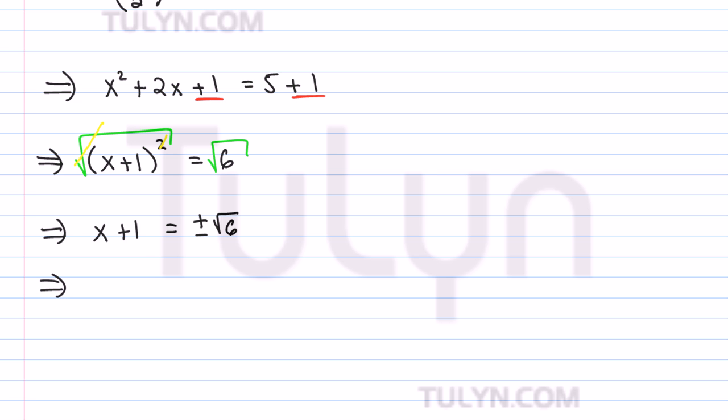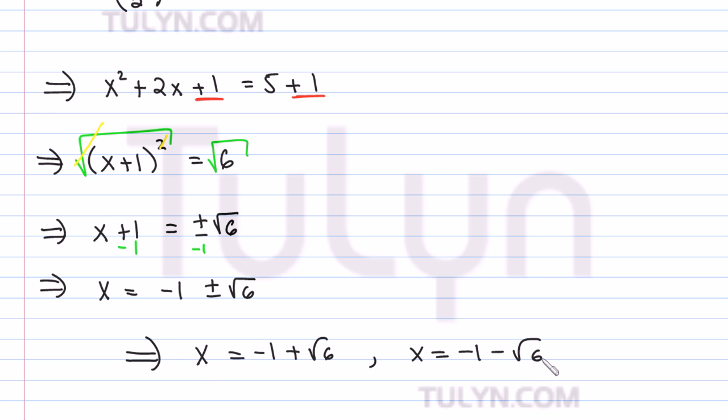So then our final step solving for x, we want to subtract a 1 from each side, so that x equals minus 1 plus or minus the square root of 6. And so finally, we say that x is minus 1 plus square root of 6, and that x is minus 1 minus square root of 6.